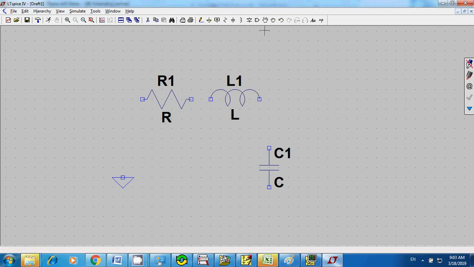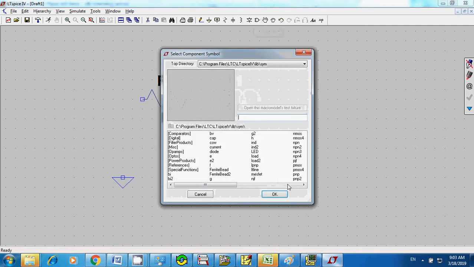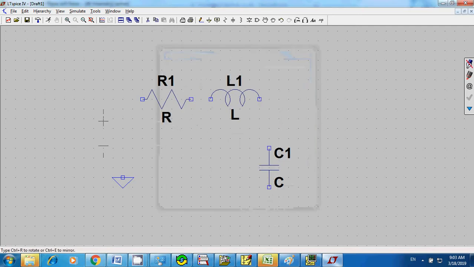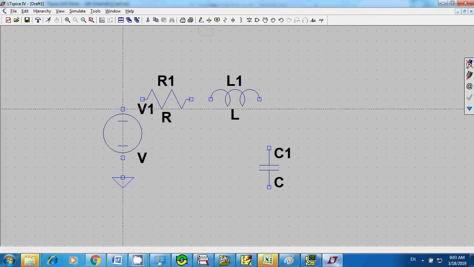Okay, and I also need the source voltage, so click this icon, component, and look for the voltage. It's very simple. Left click to place and right click to stop, and then you go to make connections. So you go to wire, then you start making a connection.